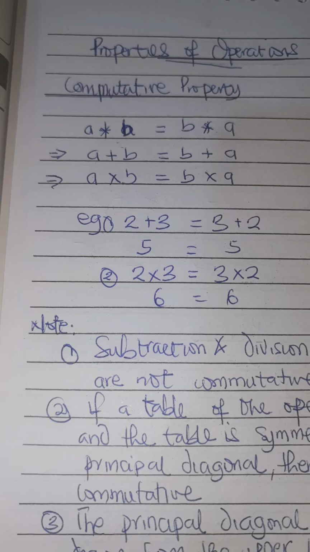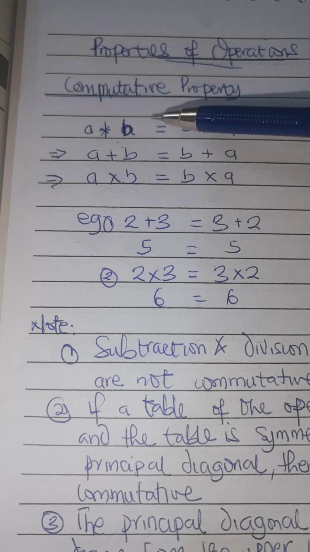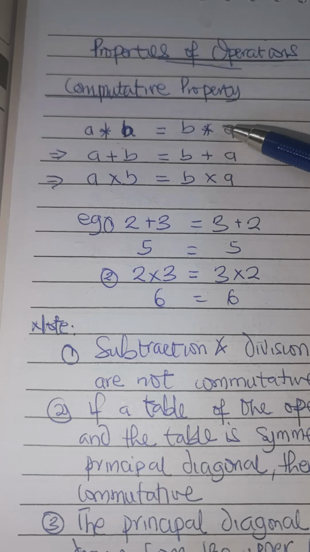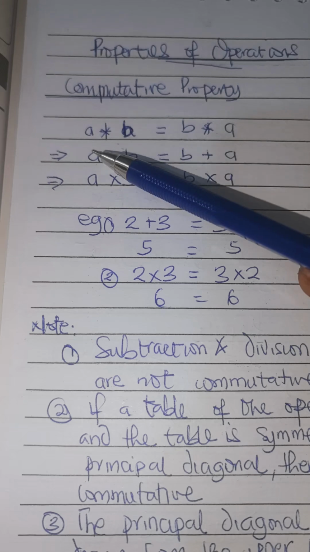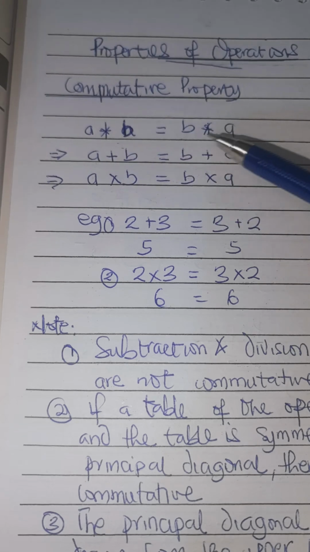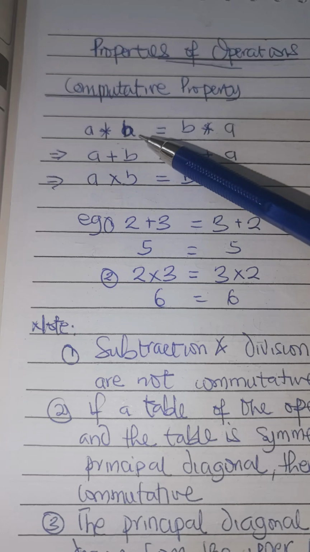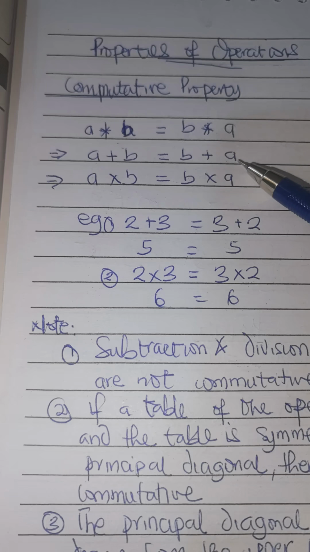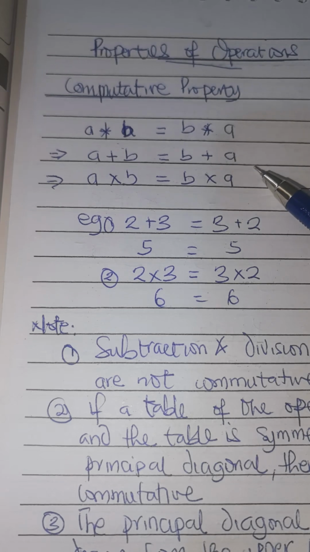The main idea for all of the operations is that when you combine items on the left side of the equation, it should be the same when you combine them on the right side. And this is applicable to all the operations. So here A by B is equal to B by A. It means that we have interchanged the positions and the answer is going to be the same. This will be for addition and multiplication only. Subtraction and division are not applicable under the commutative property.